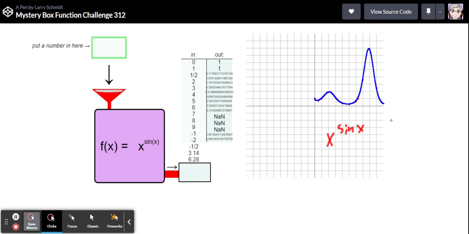Well, how did that go for you? I think that was crazy difficult. Another question, why do you think we're getting not a number for all those negative values we put in? I'll leave that one for you to figure out.